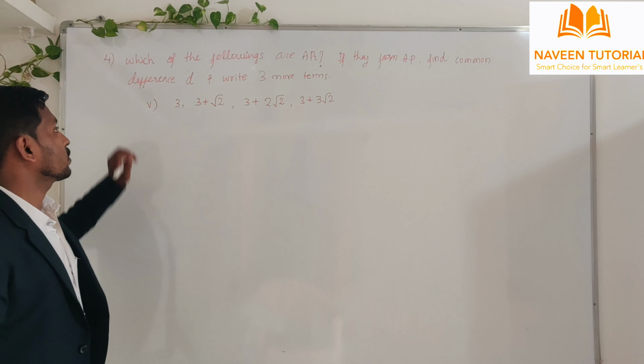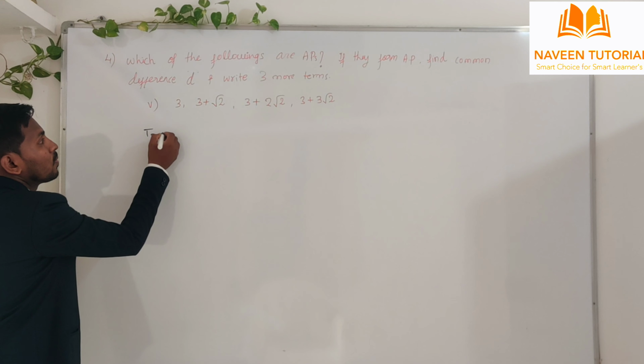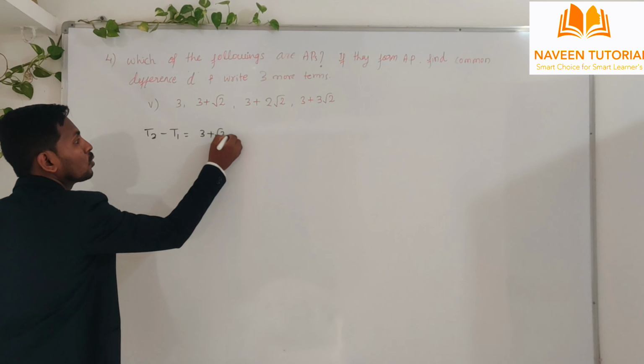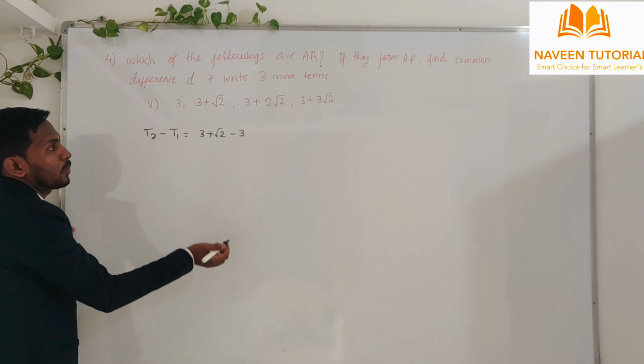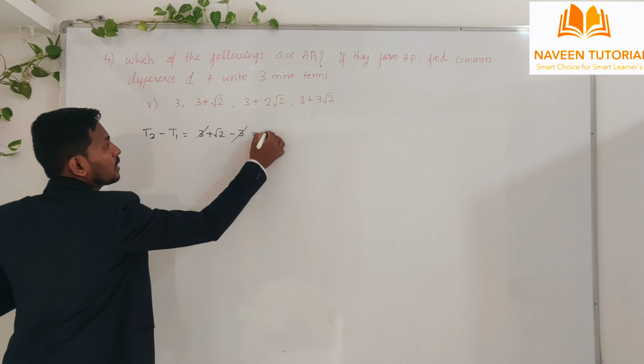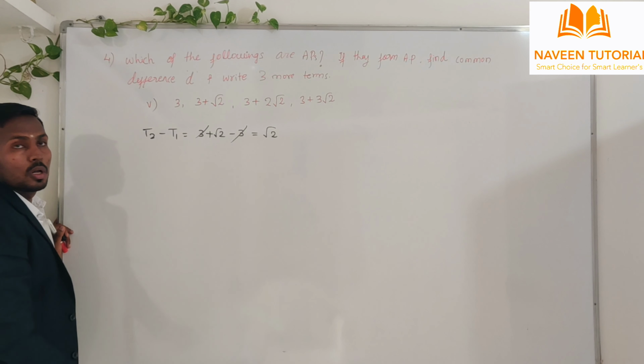Fourth main, fifth question. Okay. Here T2 minus T1. That is 3 plus root 2 minus 3. So the plus 3 and minus 3 get cancelled, and its value is root 2. T2 minus T1 value is just root 2.